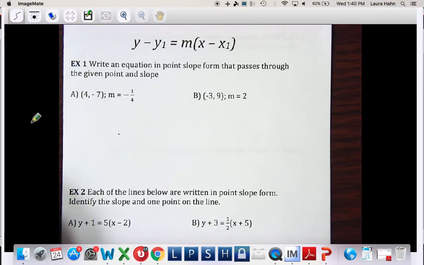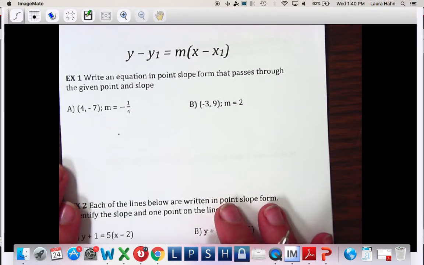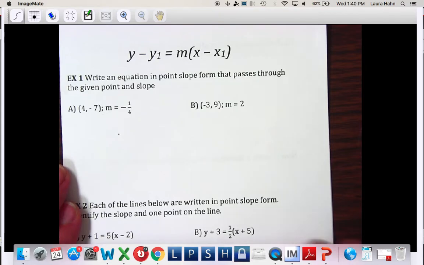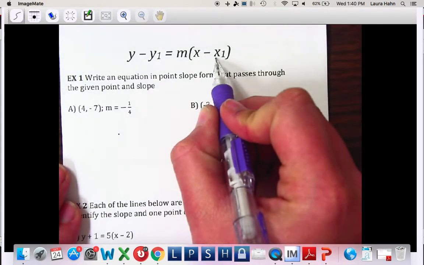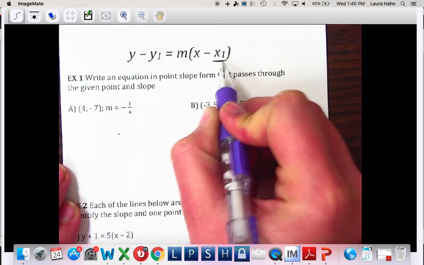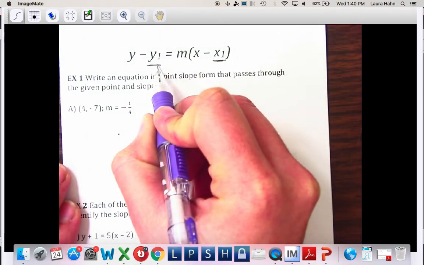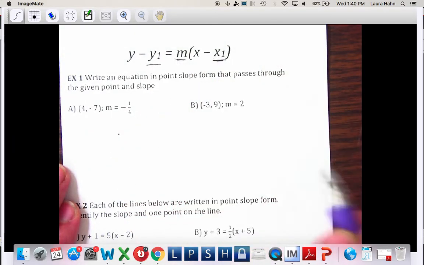All right, so this is point slope form. The reason it's called point slope is because you need one point and a slope. All right, the point comes into play here. The x from your point goes here. The y from your point goes here. The slope, you plug in for m.